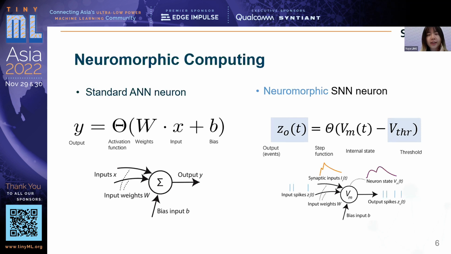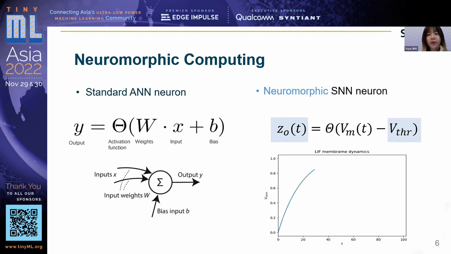There are many different mechanisms or dynamics in SNN neurons. We just introduced one, the leaky integrate-and-fire neuron, the LIF neuron, which is also implemented in our chip. You can see from this figure that the membrane potential gradually rises in time. It rises nonlinearly because it has a leakage through time. Once it reaches the value of one, it fires and resets.